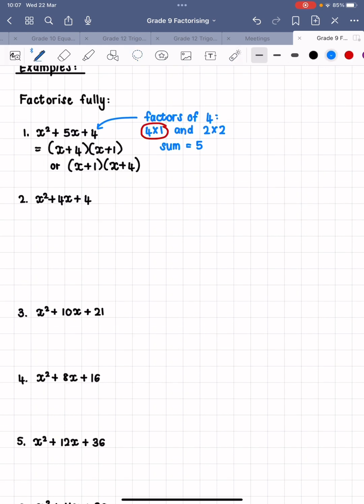X squared plus 4x plus 4. Again, if you can just do this in your head, you don't have to write down the blue stuff on the side. So again, we are looking for factors of 4, which is the constant term. So again, we could choose either 4 and 1, or we can choose 2 and 2. What must the sum of these factors now be equal to? 4. Right, the coefficient of my middle term. So which factors am I now going to choose? 2 and 2.